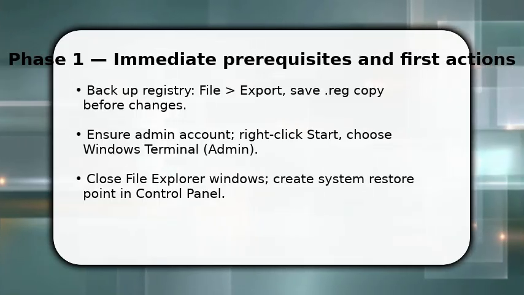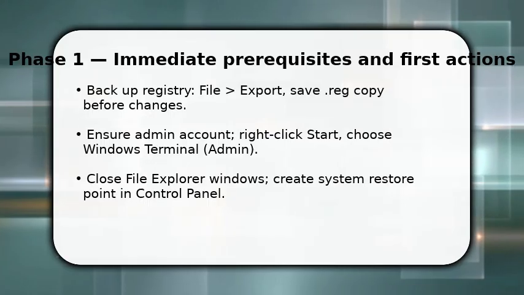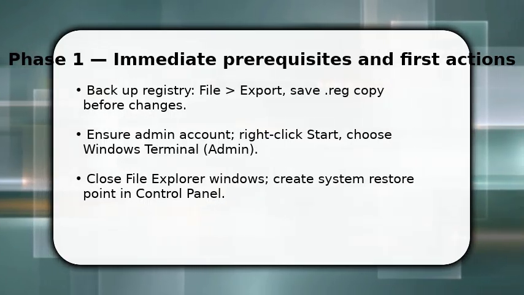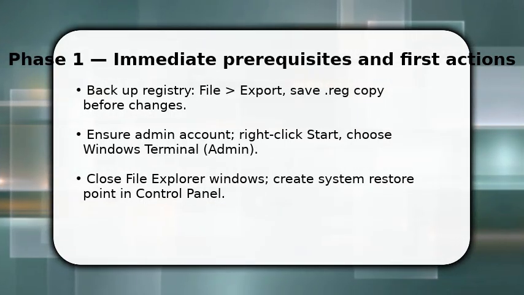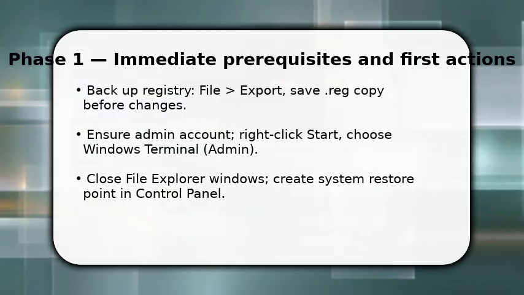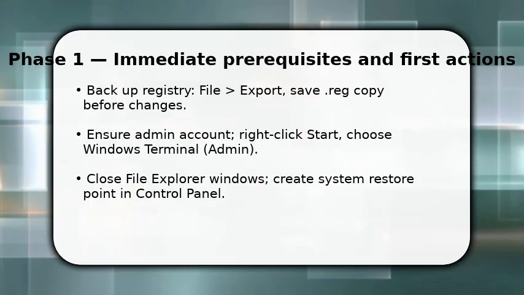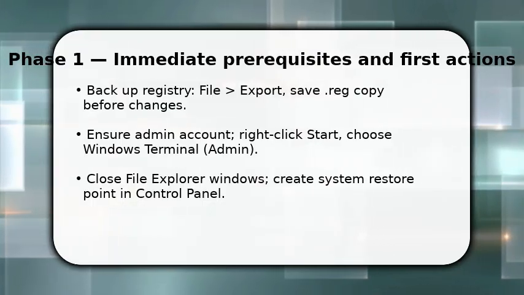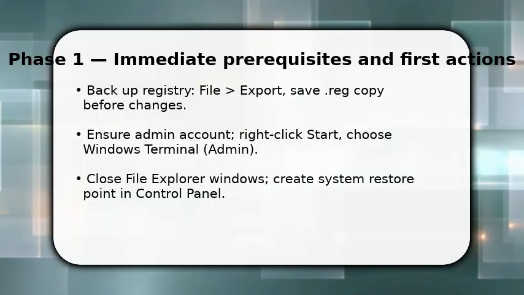You start by preparing the system and opening Registry Editor. First, create a restore point so you can undo changes if needed. That protects your settings. Once done, sign in with an administrator account and open Windows Terminal as admin, then run regedit to launch Registry Editor.